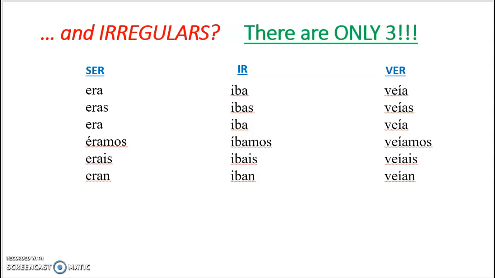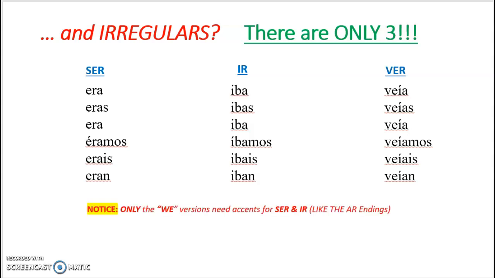So with ser, we have era, eras, era, éramos, erais, eran. For ir, we have iba, ibas, iba, íbamos, ibais, iban. For ver, we have veía, veías, veía, veíamos, veíais, veían. And notice that same kind of stress that we noticed earlier with our endings.